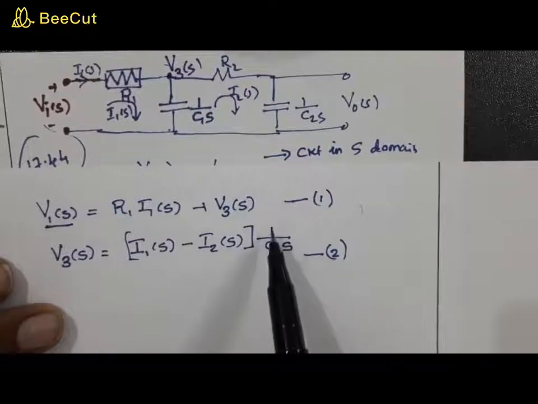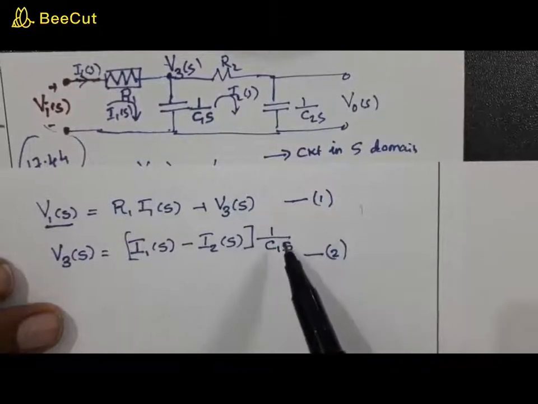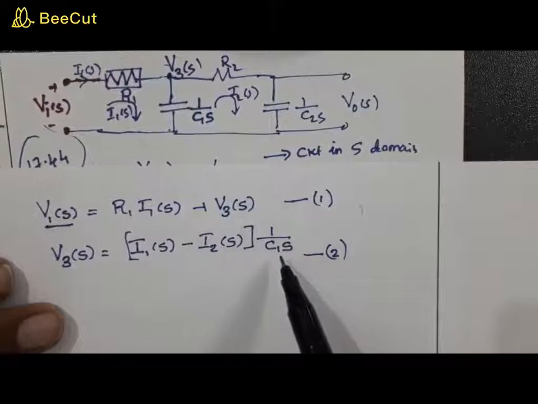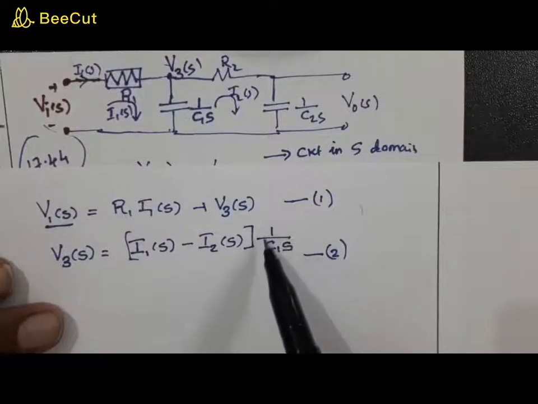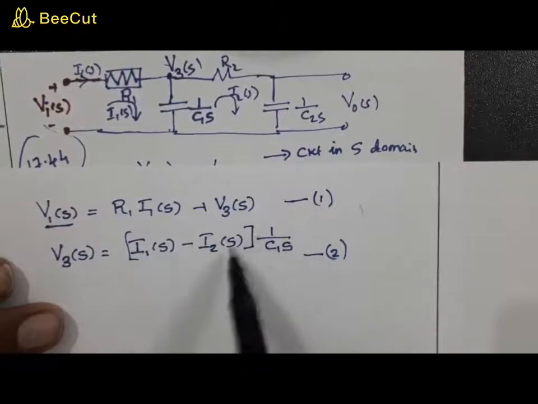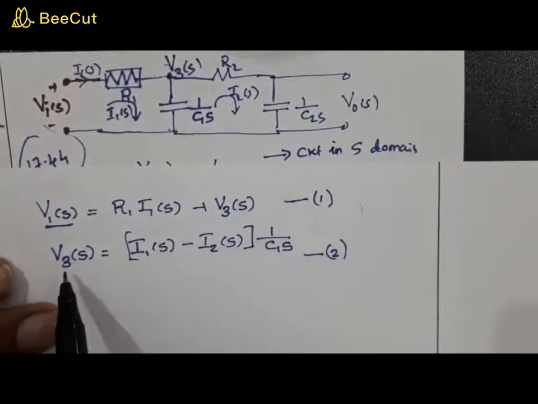In the last class also I mentioned what this 1 by C1S is. It is not the value of capacitance, it is the reactance offered by the capacitance. So that reactance into the net current flowing through that capacitance will give you V3 of S.